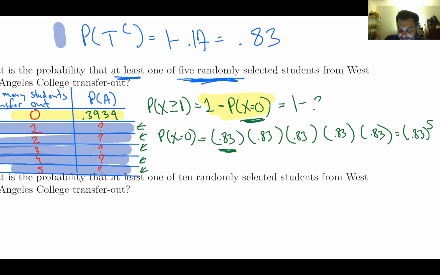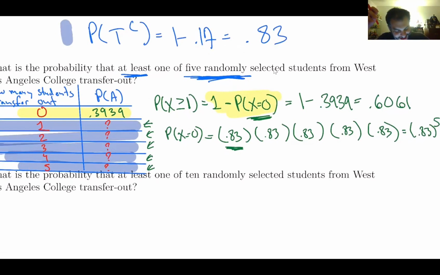You get 1 minus 0.3939, and you get 0.6061. Good. And we're all done with part, which part is this, B? B.